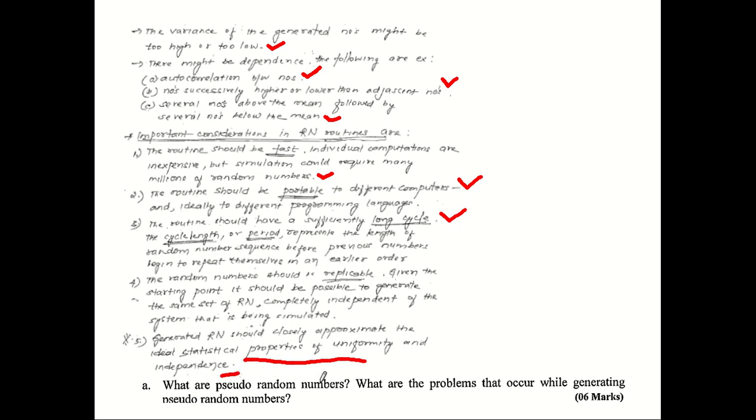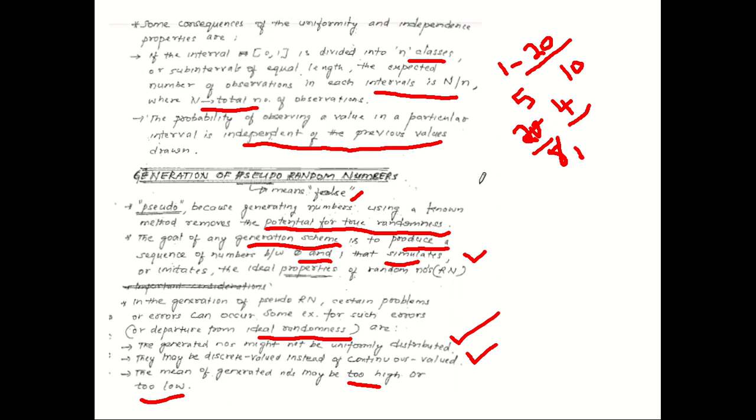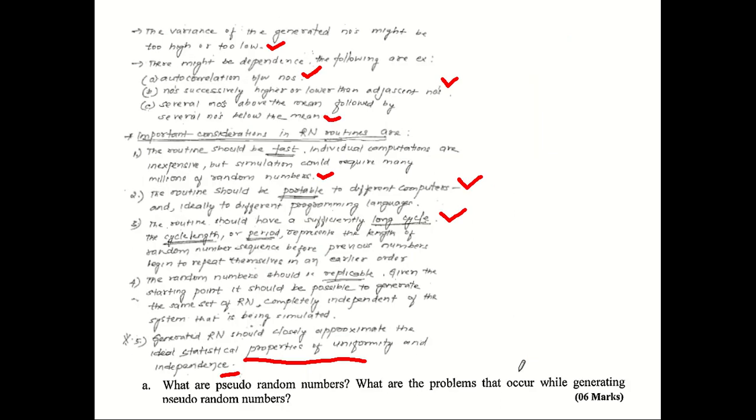So each and every random number generated from the random number generator technique should satisfy the ideal properties of randomness. They may ask a question: what is a pseudo random number and what are the problems that occur while generating random numbers? All these are the different problems that occur during random number generation, and these are some of the design considerations for designing random number generator techniques.